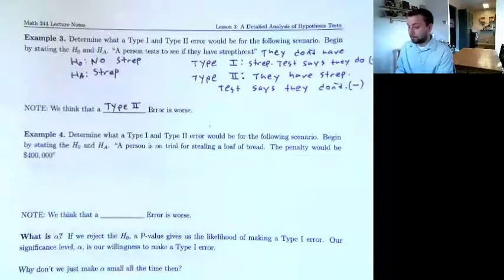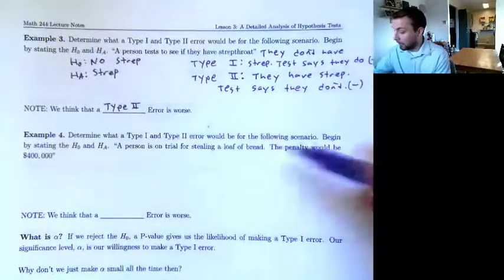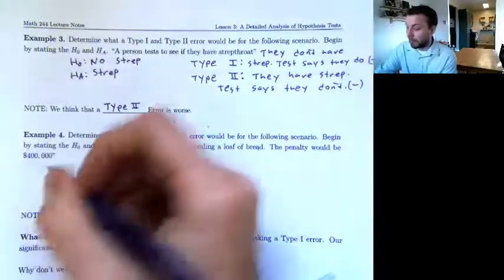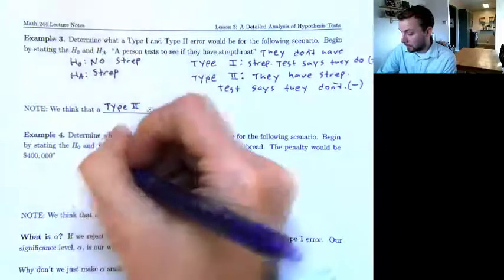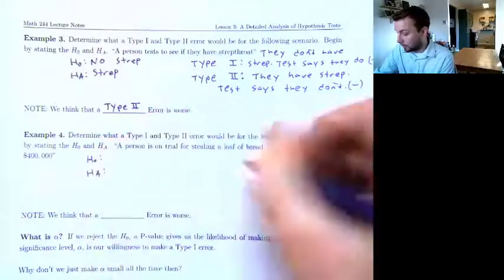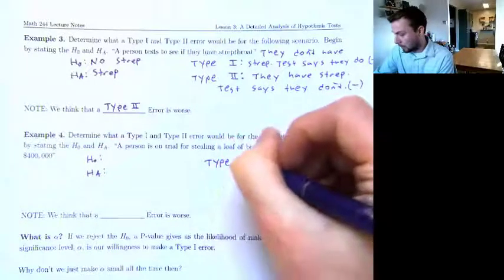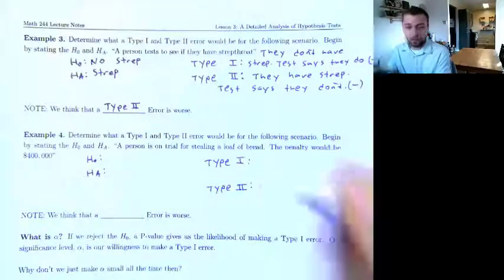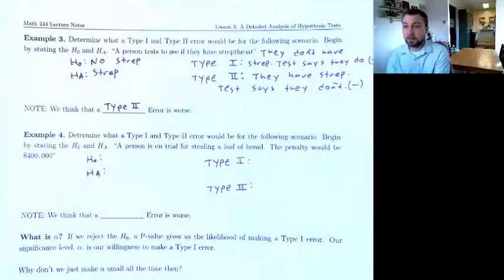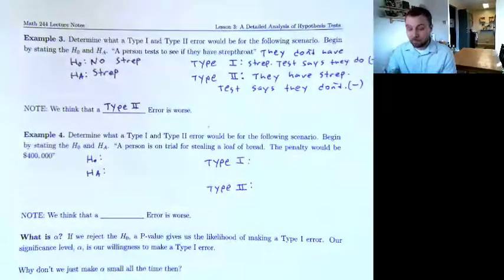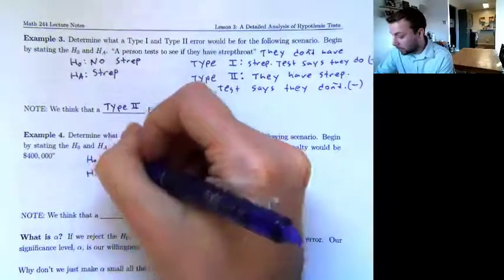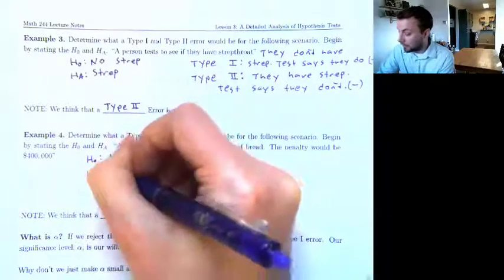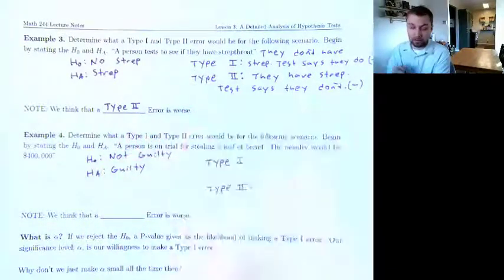All right, let's look at another one. Type 1 and type 2 error. A person is on trial for stealing a loaf of bread. The penalty would be $400,000, okay? So kind of a twist on a Les Mis sort of thing. At least in the US, the way that the court system is designed, for the null hypothesis, we assume a person is not guilty until there is evidence to show that they are guilty.